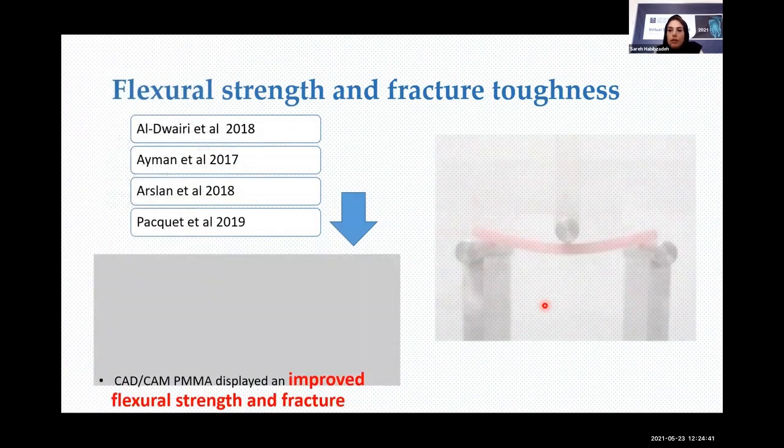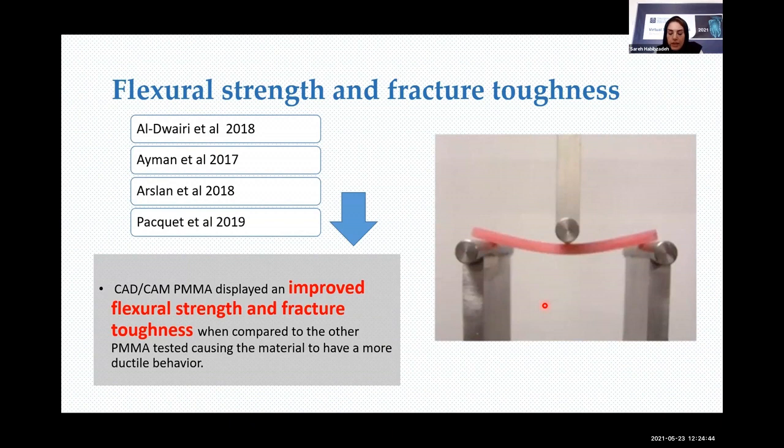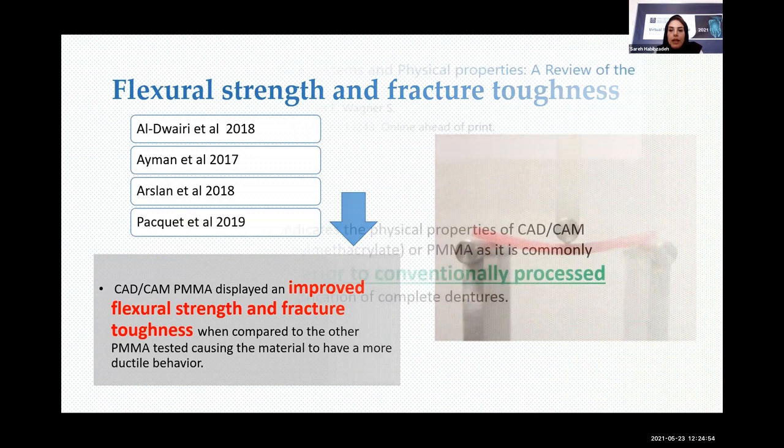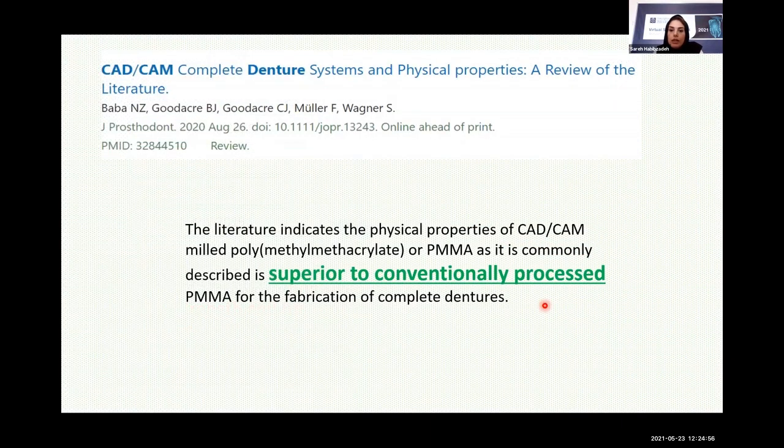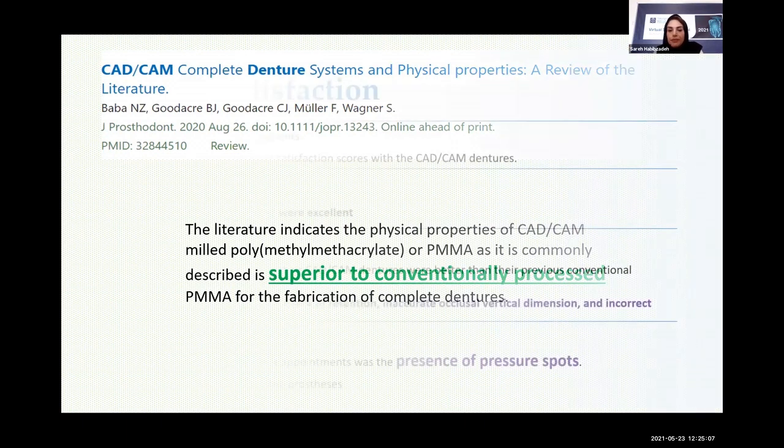We usually have no concern regarding the flexural strength. Actually, these dentures are completely acceptable, and they have a very good fracture toughness and flexural strength. And a systematic review on the physical properties of these new dentures suggested that overall they have a superior physical property compared to the conventional processed complete dentures.